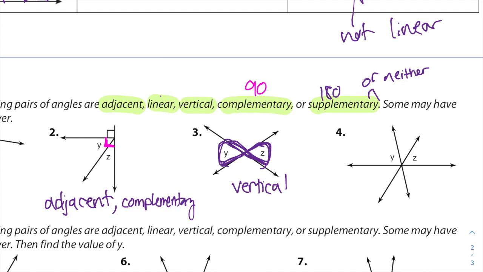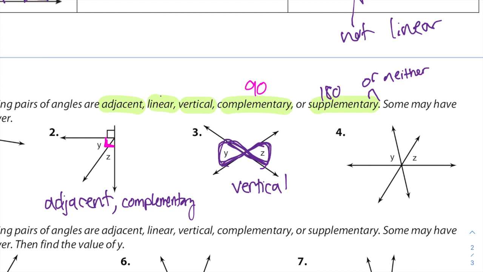So if they're vertical, they're not adjacent. They can't be linear because linear has to be adjacent. Complementary, we're not really sure. They could be, but we don't know for sure, so I'm not going to write it. And supplementary, again, they could be, but we don't know. All right, so we're done.